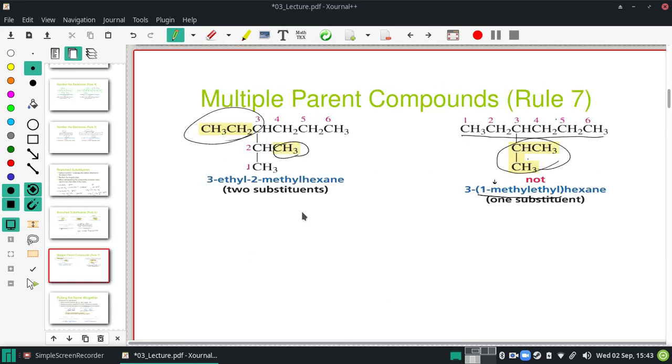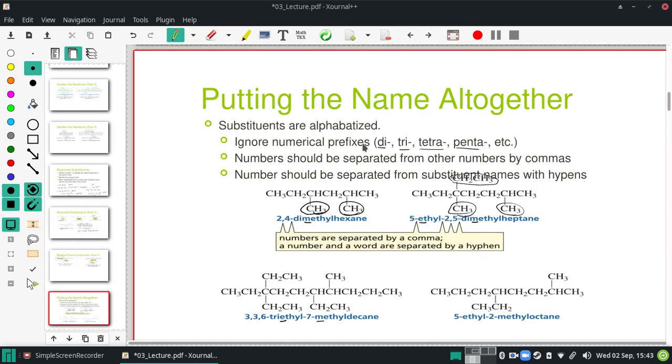All right, so I want to clarify this rule. It says to ignore the numerical prefixes. You're mostly always going to ignore the numerical prefixes. I'm going to put here, unless part of a complex substituent. When it's a complex substituent, you use the very first letter within those parentheses, regardless of what it is.